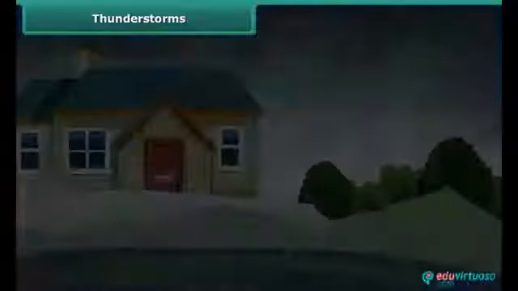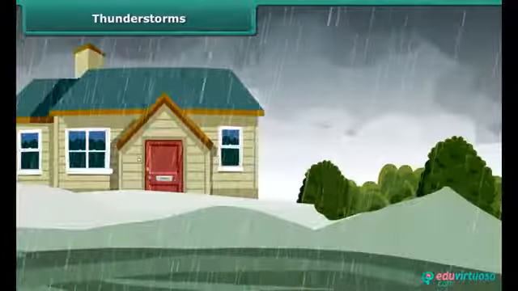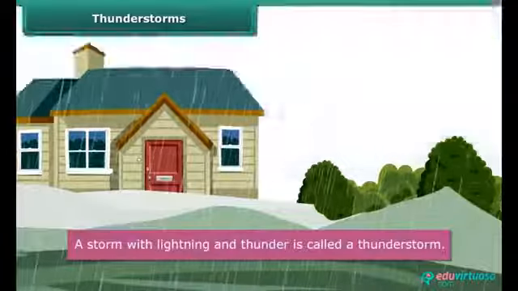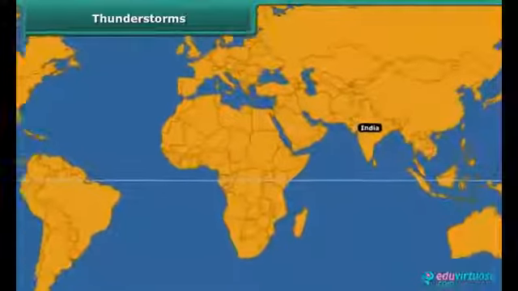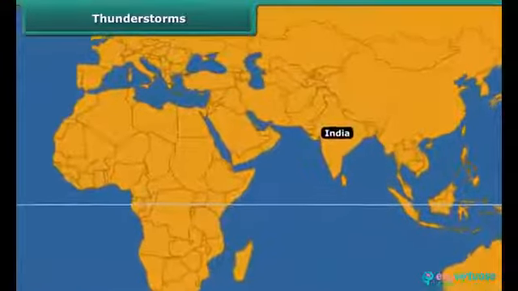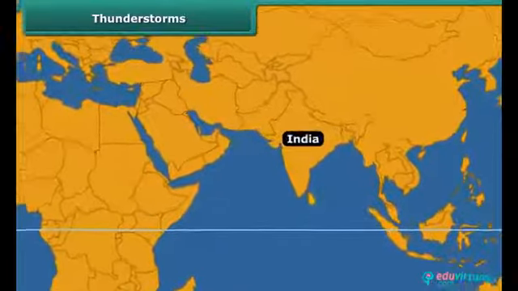Thunderstorms. Can you tell where lightning comes from? And why does lightning sometimes strike the ground? Let's find the answers. A storm with lightning and thunder is called a thunderstorm. It develops in hot, humid tropical areas like India very frequently.